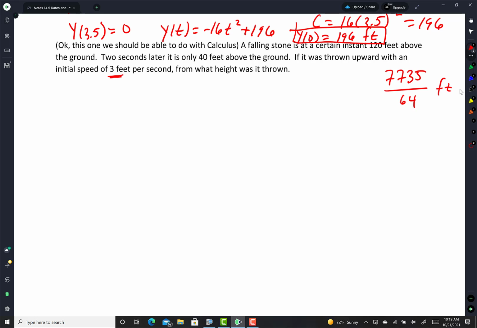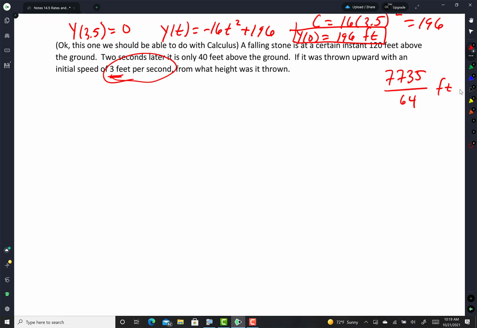Hopefully it makes sense to you that it should be pretty close to 120, because look at how much force he threw it up by. Did he put a lot of force into it? 3 feet per second? No. If it had said 60 feet per second or 100 feet per second, then I would expect this number to be a little larger than 120.